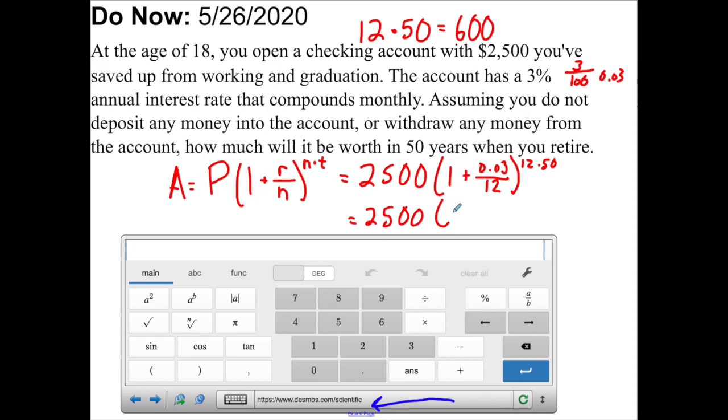I think it's probably in your best interest if the interest rate thing will simplify. So for example, if you put it into your Desmos calculator, and by the way, this is Desmos' scientific calculator, you can do the 1 plus 0.03 over 12.